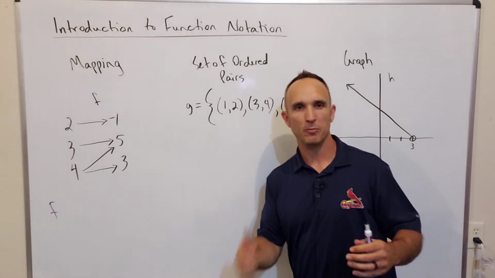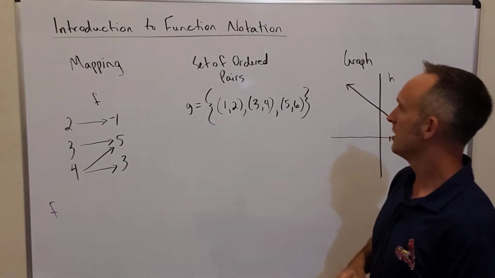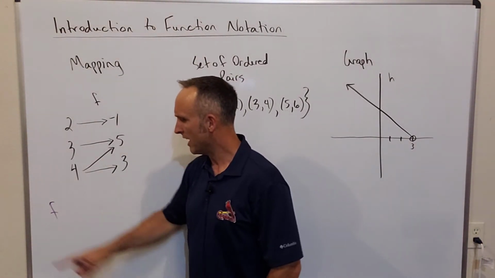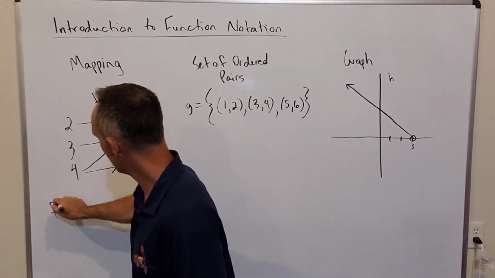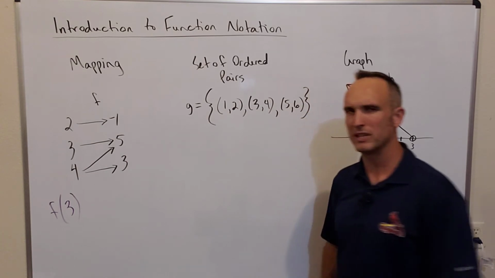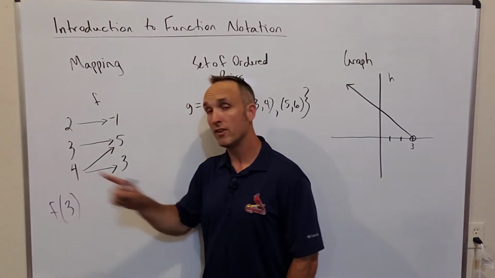Oftentimes that part of the alphabet, f, g, and h, are used for function names. That's pretty standard. Anyway, your function name could be anything. So f, parentheses, let's say 3. f(3). And how do you read that again? We read that as f of 3.